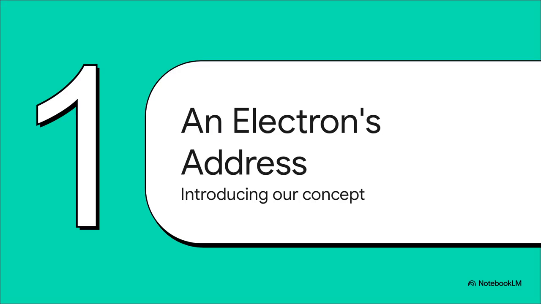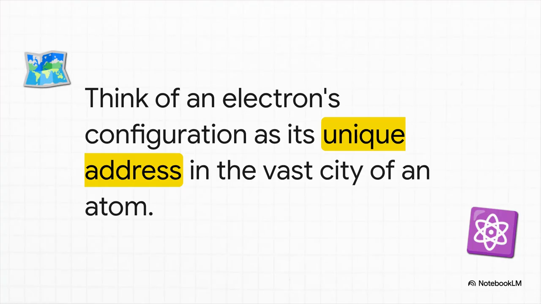All right, so what exactly is this secret address? Well, in chemistry, we call it an electronic configuration. The best way to think about it is like a unique home address for every single electron inside the huge city of an atom. And this address does way more than just tell you where an electron is. It dictates the atom's entire personality, how it acts, what it bonds with. This is literally the blueprint for all of chemistry.